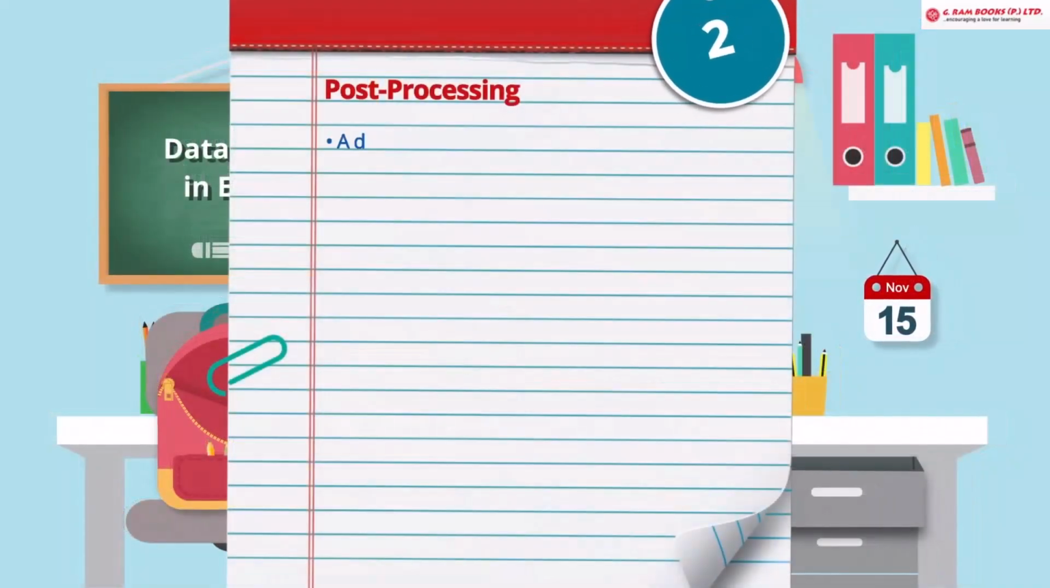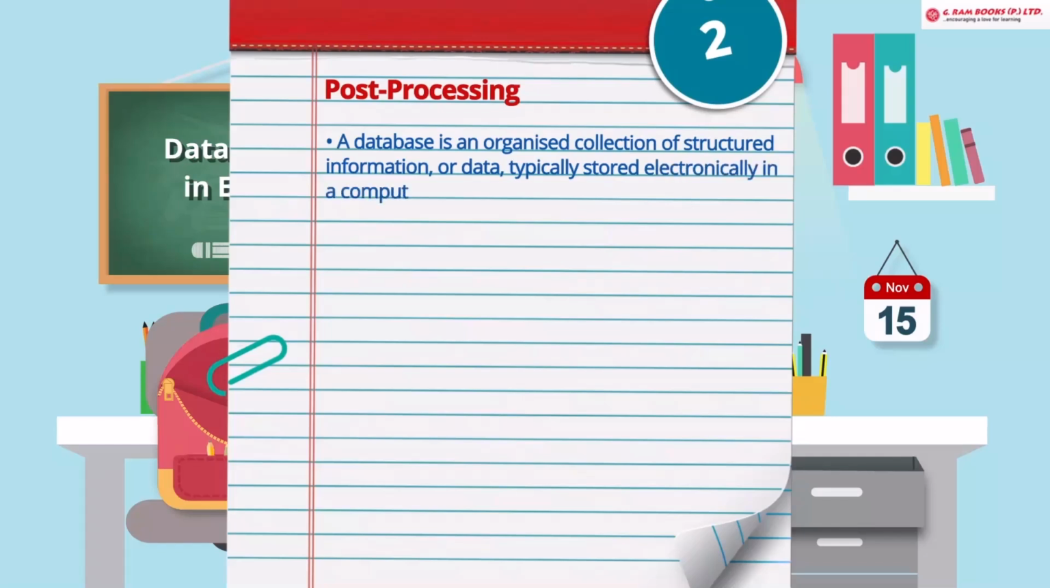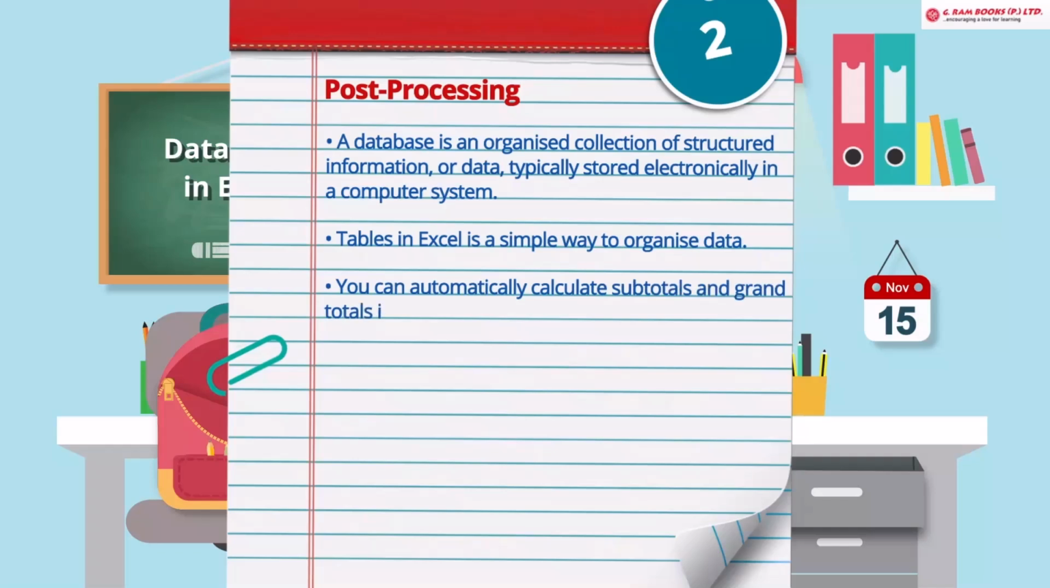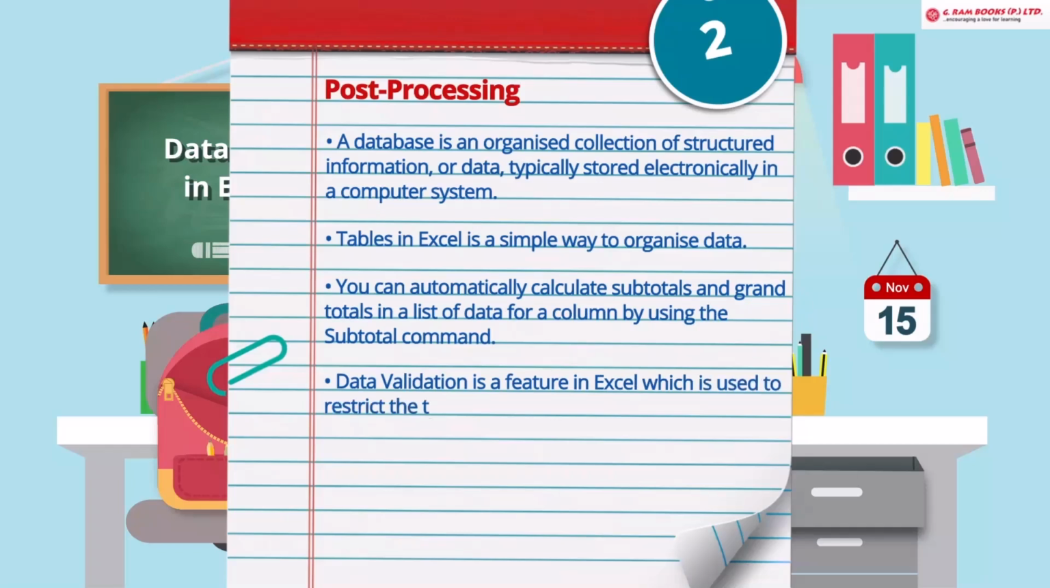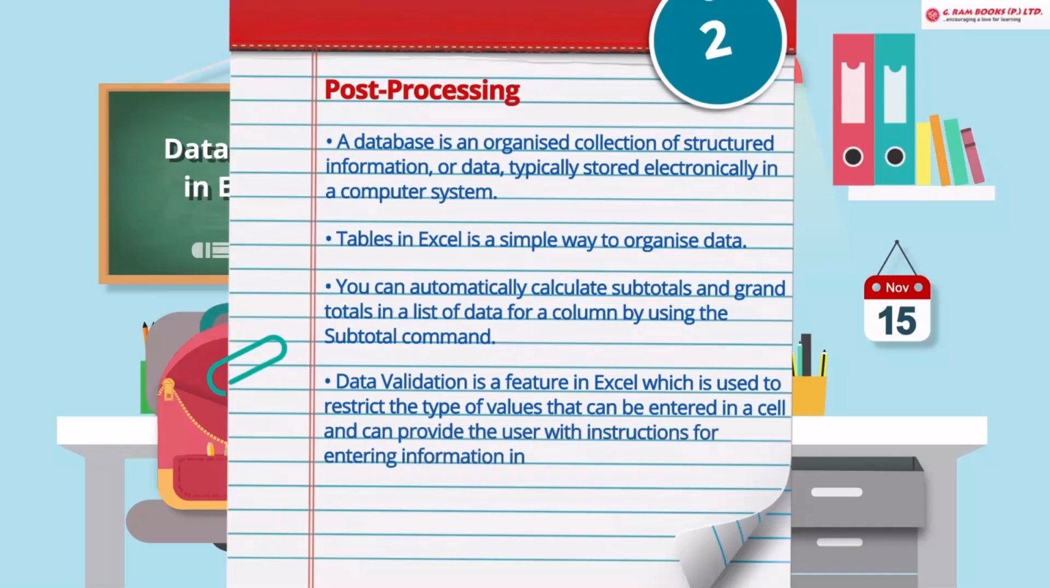Post-processing. A database is an organized collection of structured information or data typically stored electronically in a computer system. Tables in Excel is a simple way to organize data. You can automatically calculate subtotals and grand totals in a list of data for a column by using the subtotal command. Data validation is a feature in Excel which is used to restrict the type of values that can be entered in a cell and can provide the user with instructions for entering information in a cell.